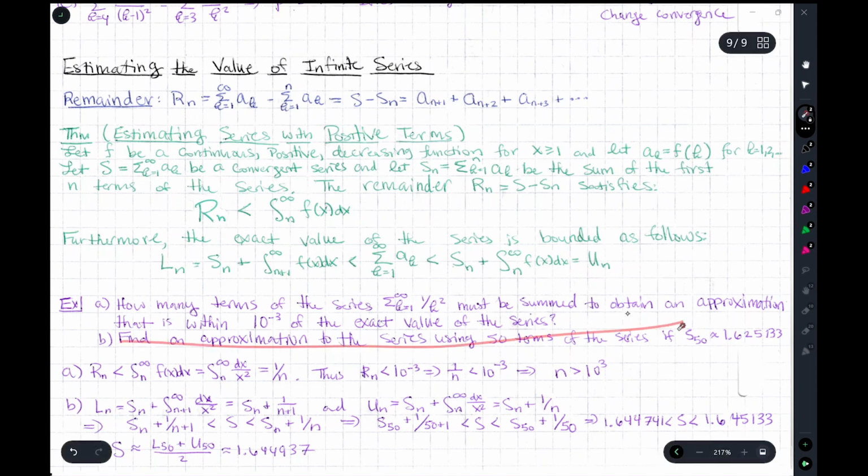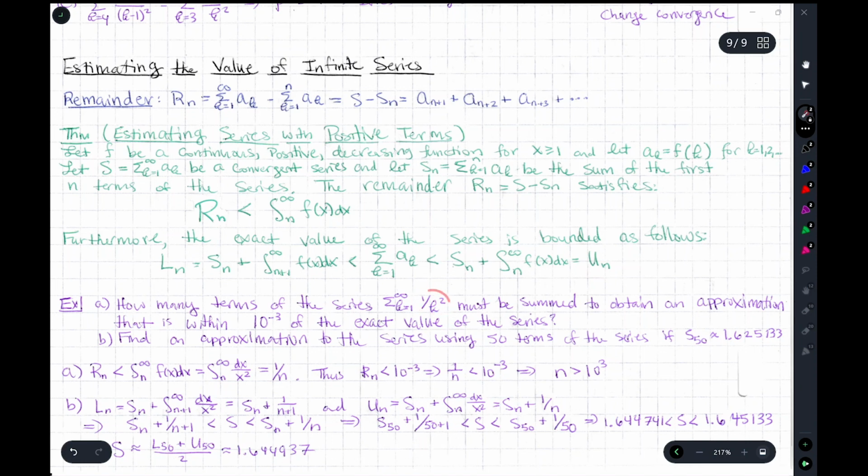Part B: find an approximation for the series using 50 terms of the series, if S50 is approximately equal to this. Well, we have a lower bound. Here's the lower bound, Sn plus the integral from n plus 1, and so we get Sn plus 1 over n plus 1. We have an upper bound using this formula, and we have 1 over n there. And so we know that S is bounded by the upper bound and lower bound.